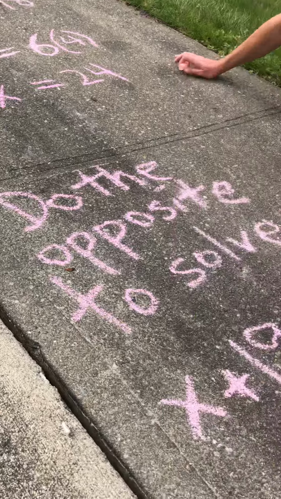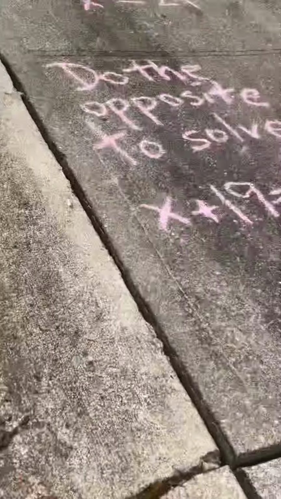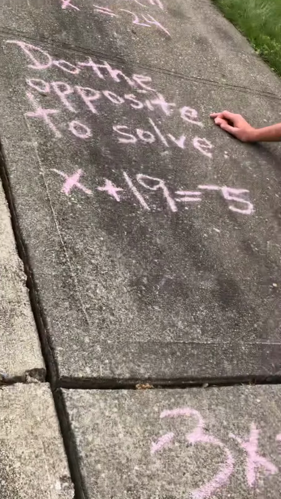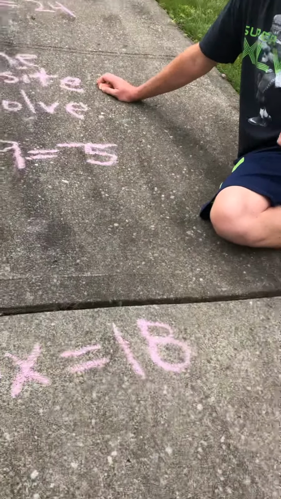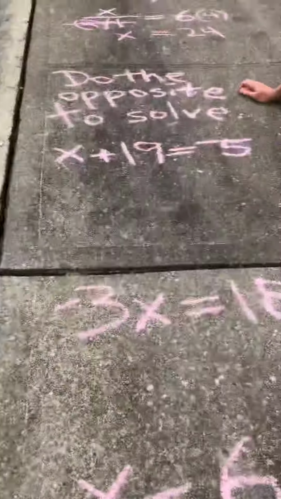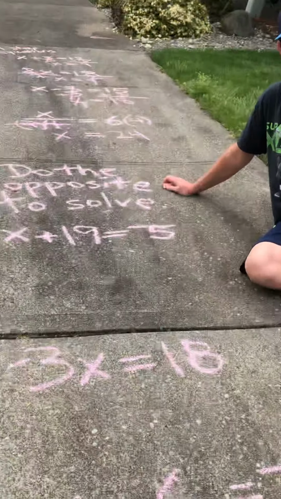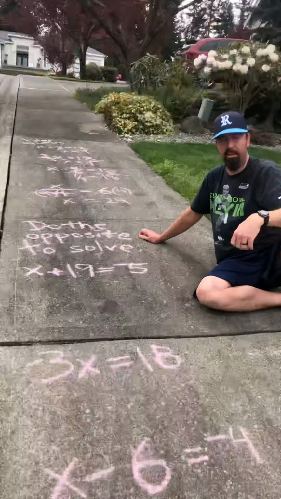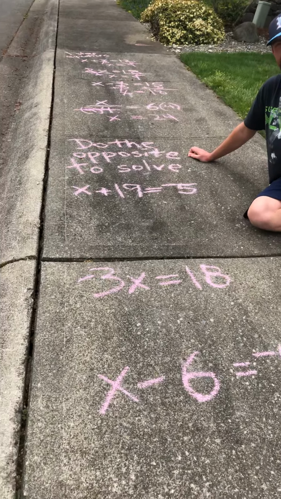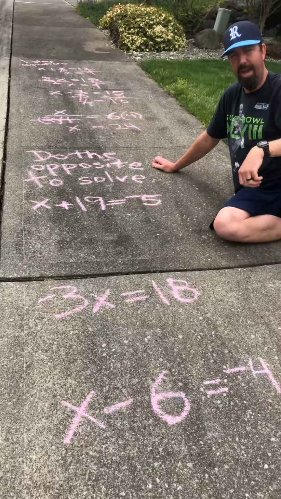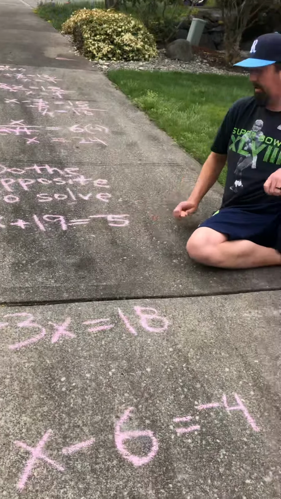Let's go down here. Just a reminder, your goal during this process is to do the opposite to solve. Okay? Do the opposite. If the equation shows to add, you're going to be subtracting to solve. If the equation shows subtraction, you're going to be adding. Let's give it a try here.